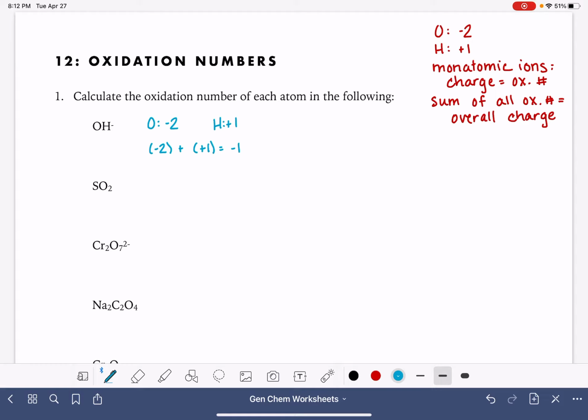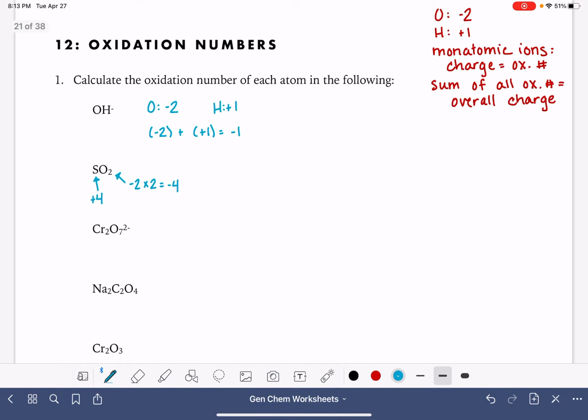For our next one, SO2, oxygen is a -2. We have 2 oxygen atoms in this compound, so together they add up to a total of -4. We don't know what the sulfur is. Sulfur does not have a predictable oxidation number, but we do know that whatever the oxidation number of sulfur is, it plus -4 has to equal an overall charge of 0 because this is a neutral molecule. So using some deductive reasoning, we know that the oxidation number on the sulfur has to be +4 so that it adds up to 0.